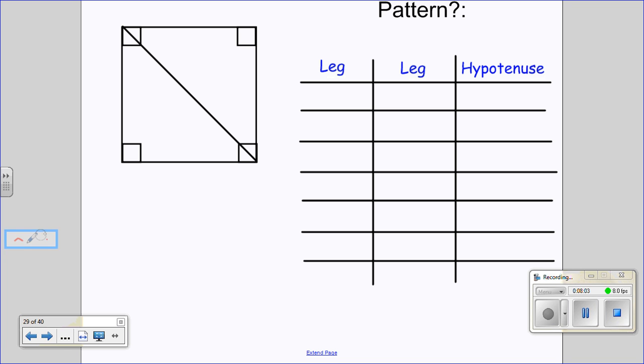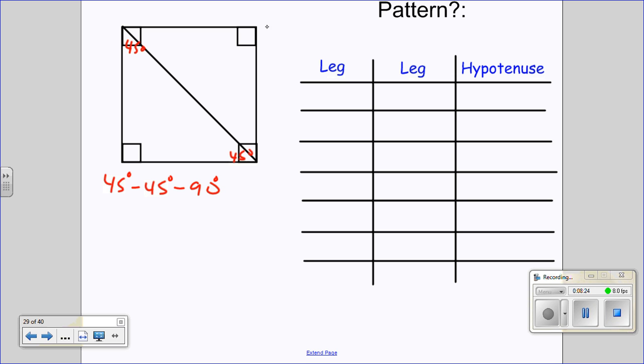So it ends up being a 45, 45, and 90-degree triangle. So this is a 45, 45, 90-degree triangle. This is your first special right triangle.